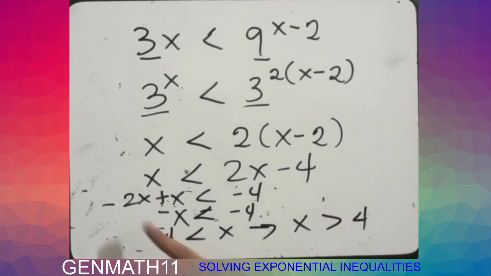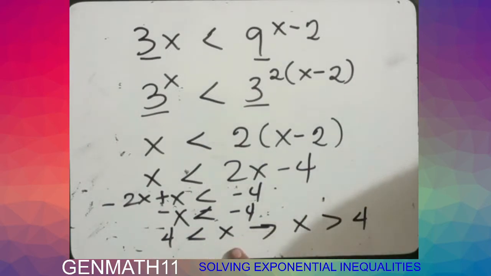Hindi na tayo nag-multiply ng negative dito. So, kung medyo nalilito kayo sa pagka-times ng negative, pwede din itong gawin. Isulat nyo si x dito, babaliktarin nyo, tapos gagawin nyo 4. Okay? Kasi pag binasa nyo mula right, ang basa dyan ay x is greater than 4. Pero kapag sa kabila, 4 is less than x. Okay?